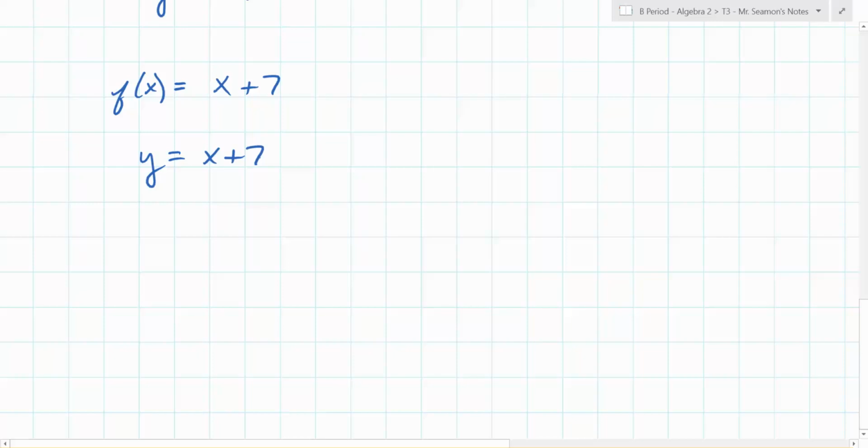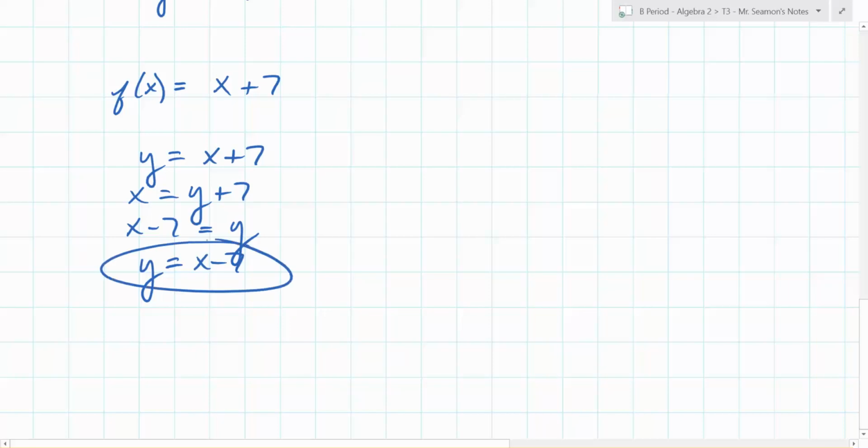For the inverse, we're going to solve for the inverse. What do I do first? Replace. So it's going to be x is equal to... So then what do you subtract? 7. x minus 7 equals y. Y equals x minus 7. I'm just reversing the order right there.